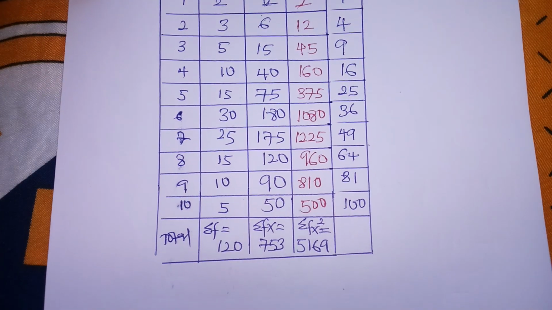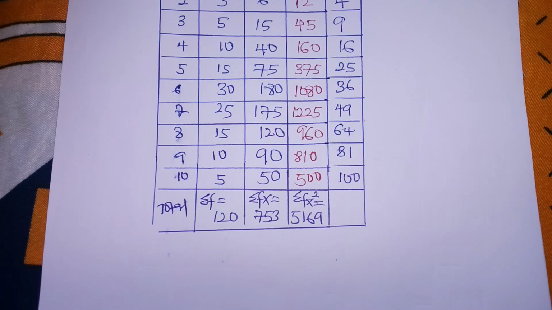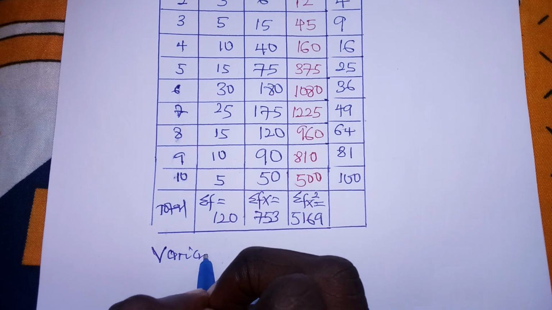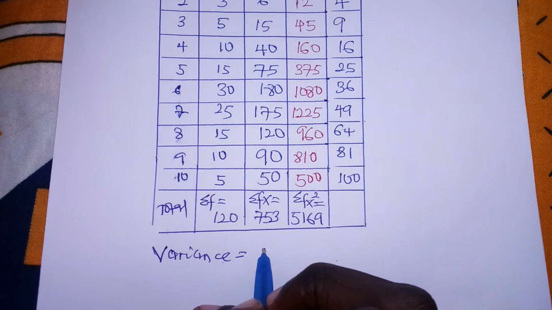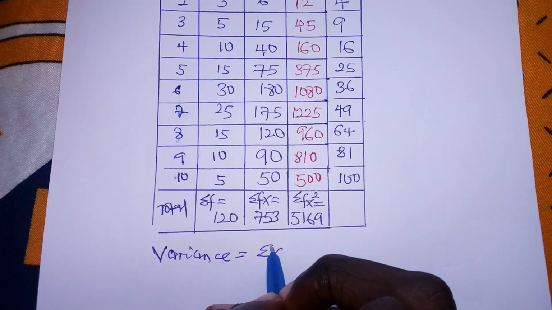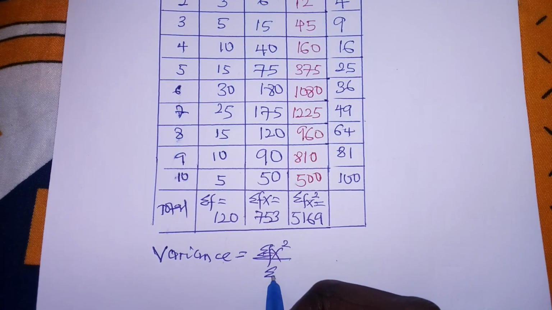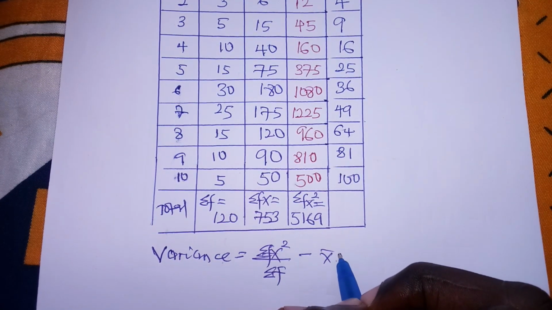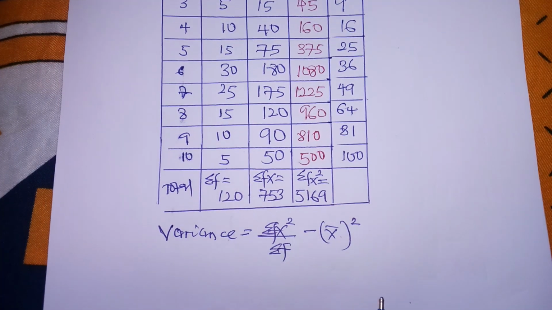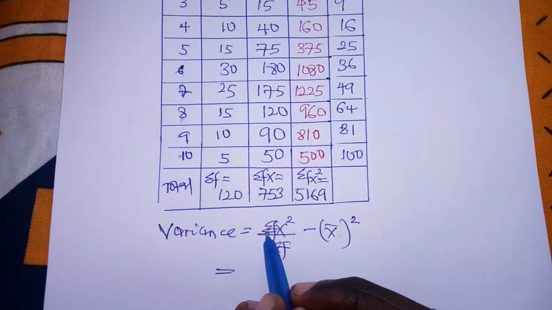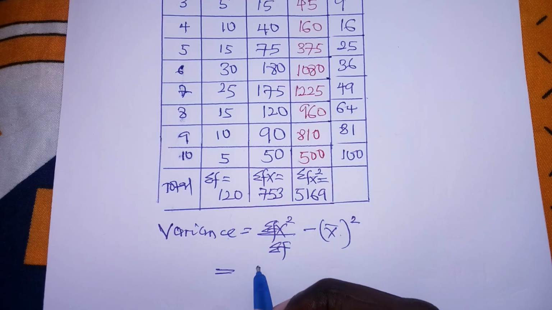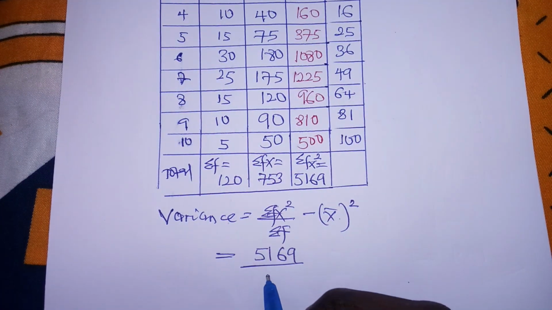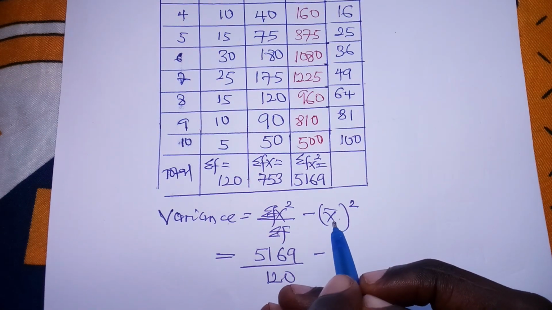Okay, now from this point, we just need to apply our formulas. Remember, we want to find the standard deviation and the variance. We say variance is equal to sigma fx square divided by sigma f minus the mean square. This is the formula to find the variance. Now you substitute right away. Sigma fx square is given as 5169. We divide this by sigma f, which is 120, minus the mean.